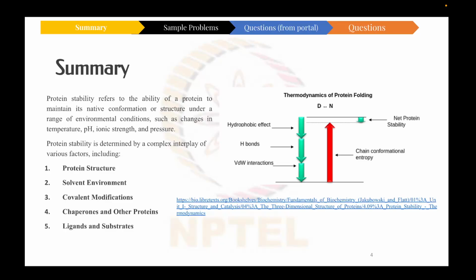Third one is covalent modifications. Covalent modifications such as phosphorylation and glycosylation can alter stability of a protein by changing its structure or interaction with other molecules. For example, phosphorylation can change the charge or conformation of a protein, while glycosylation can protect the protein from denaturation or proteolysis.